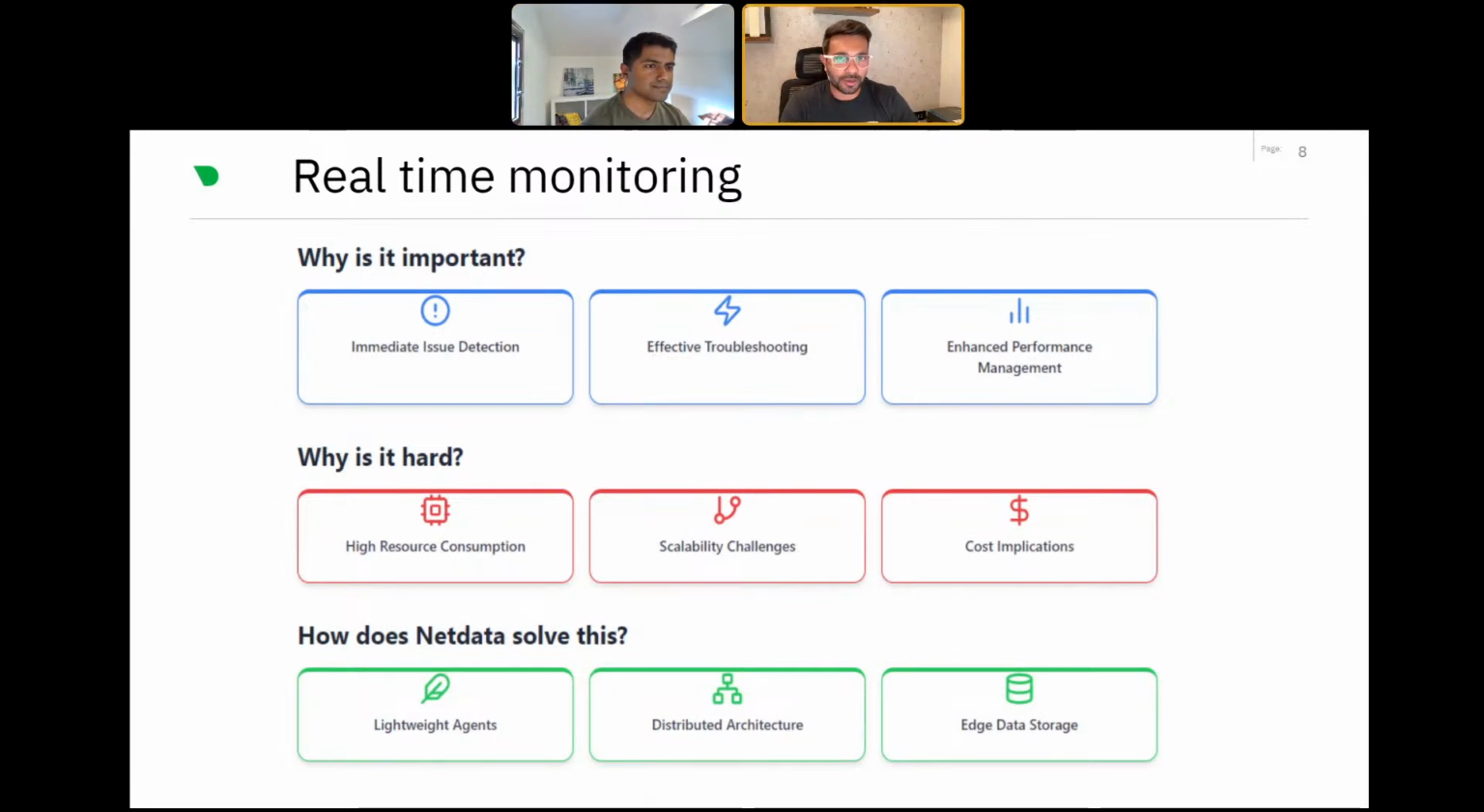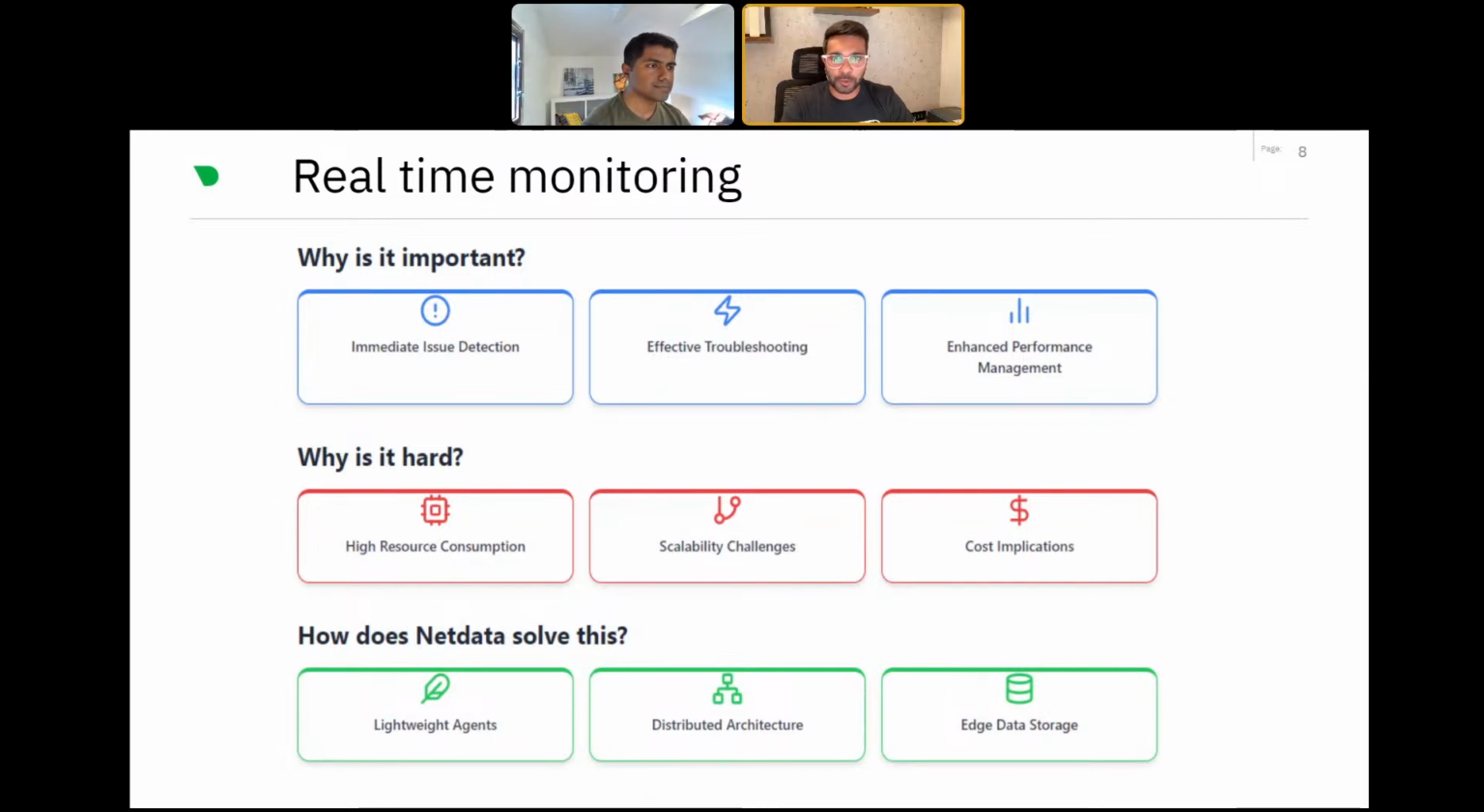Why not every monitoring solution can provide real-time monitoring? The first thing is the high resource consumption. As you can imagine, if I start collecting data every second, or even in the better case, every millisecond, it means you're using your compute resources on your servers or wherever and whatever you're intending to monitor. So high resource consumption becomes a major deterrent when it comes to providing a capability like real-time monitoring.